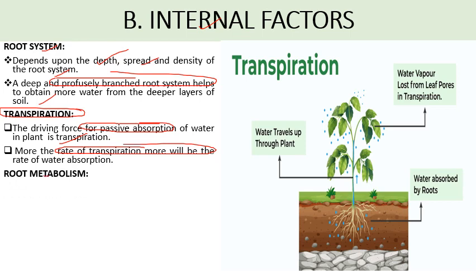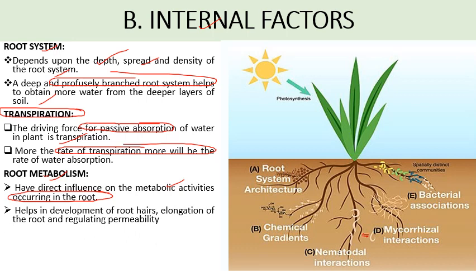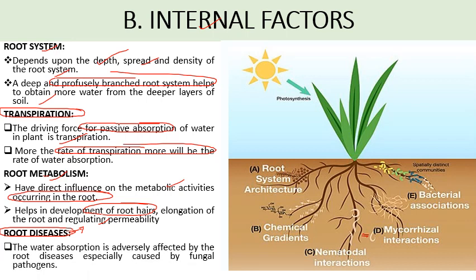The next is root metabolism. This factor has a direct influence of the metabolic activities occurring in the root, meaning greater is the metabolic activity in the roots, greater is the rate of water absorption. This helps in development of root hairs, elongation of roots, and regulating permeability. The next is root disease, a factor which is important for regulating water absorption in roots. Water absorption is adversely affected by root diseases, especially those caused by fungal pathogens.